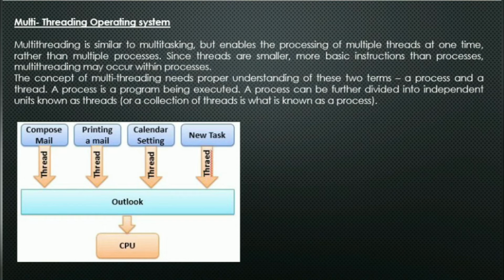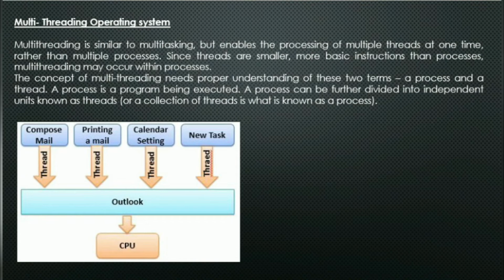Next type of operating system is multi-threading operating system. From the name you can understand the difference from the previous types of OS. So what's the difference here? Multi-threading. Here, thread means if there is a process, that process will be divided into several parts. Each part is known as a thread. So one part is called one thread. So if a process is divided into 4 parts, we can say that process is divided into 4 threads. That is known as thread.